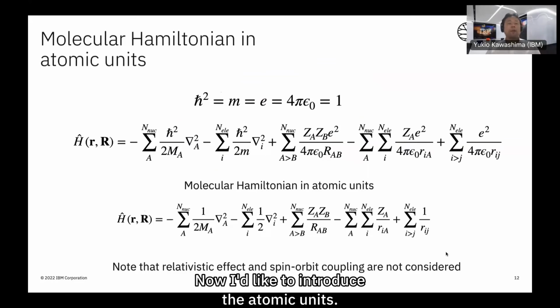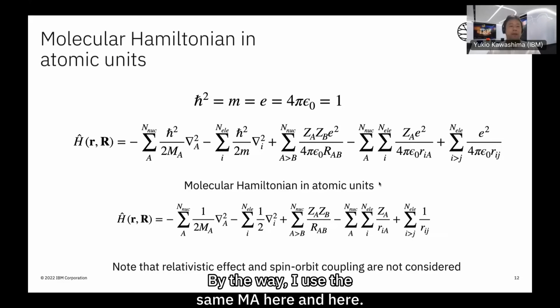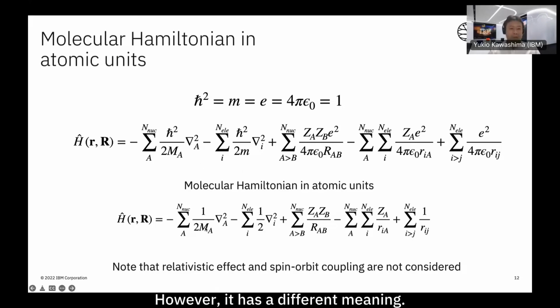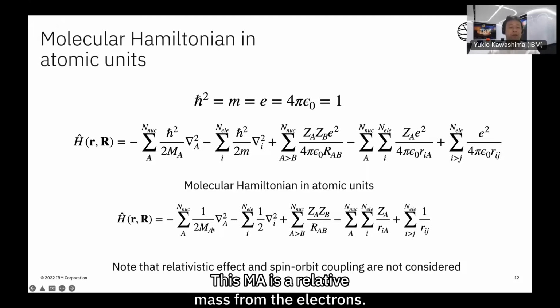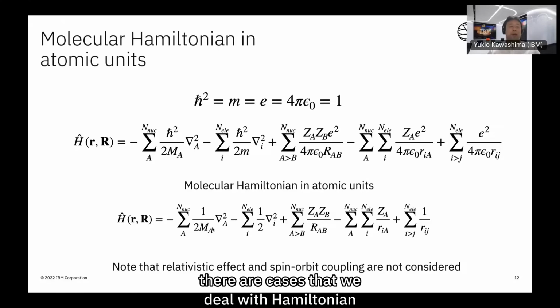Now I'd like to introduce the atomic units. In atomic units, the reduced Planck constant, the mass of the electron, the charge of the electron, and 4 pi epsilon naught for the electrostatic potential are all 1. So the Hamiltonian I showed you in the last slide is now like this. It's simpler. By the way, I use the same MA here and here. However, it has a different meaning. This MA is a relative mass from the electrons. In quantum chemistry simulation, there are cases where we deal with Hamiltonians which have relativistic effects, or Hamiltonians considering spin orbital coupling. However, in the talk today, I'm not going to consider relativistic effects and spin orbital coupling.